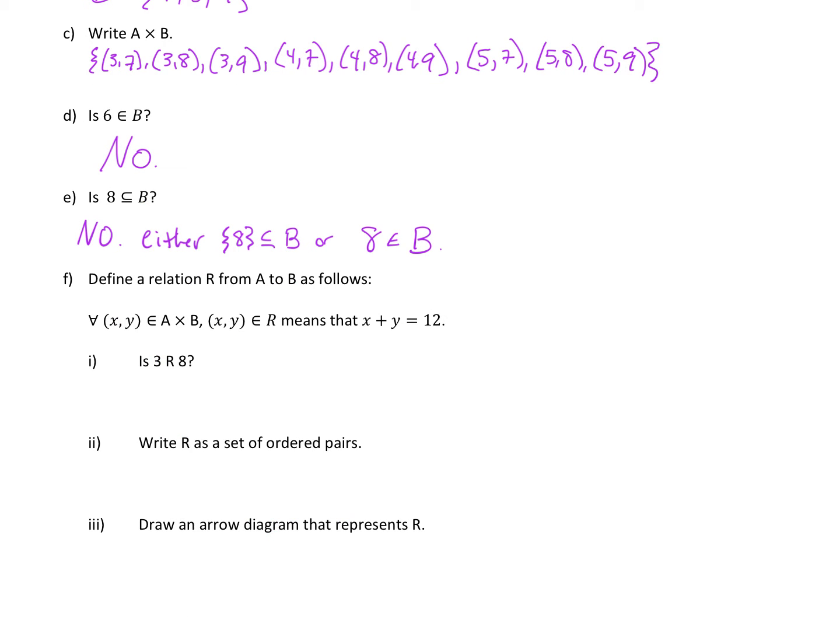Let's define a relation R from A to B as follows. It says that for all x, y in A cross B, so we're looking at all of the points in A cross B up here, x comma y is an element of R means that x plus y equals 12. Okay. So is 3 related to 8? They're saying, does 3 plus 8 equal 12? No.